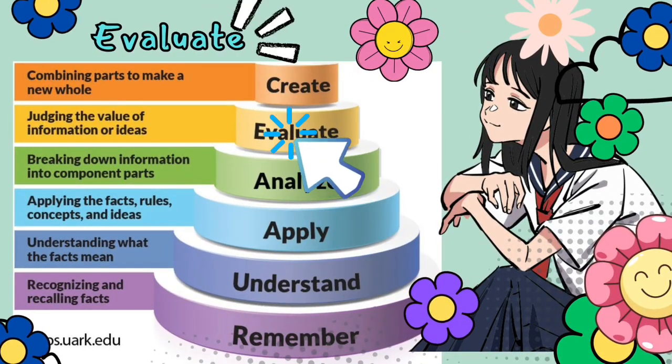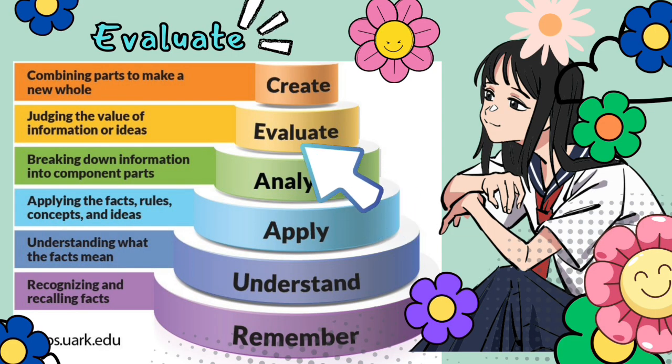The next level that we have on Bloom's taxonomy is evaluating. At this level, learners make judgments and justify opinions based on criteria and evidence. It involves critiquing arguments, debating viewpoints, or assessing the validity of sources.